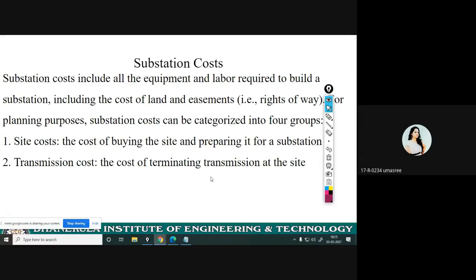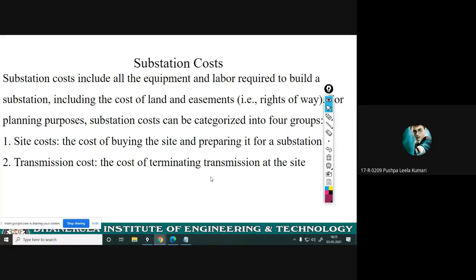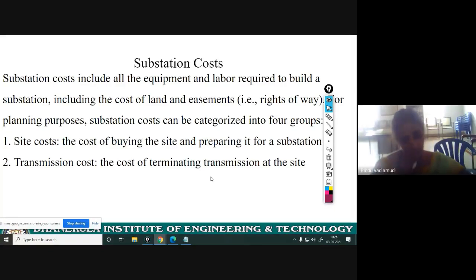Transformers, feeders. Where are these transformers located? Feeders. First of all, how is the power transmitted? Here, the major cost is involved in the substation establishment. Substation to transformer, and transformer to consumer, ma'am. Yeah, substation to transformer, transformer to consumer. So out of this, where is the major cost involved?